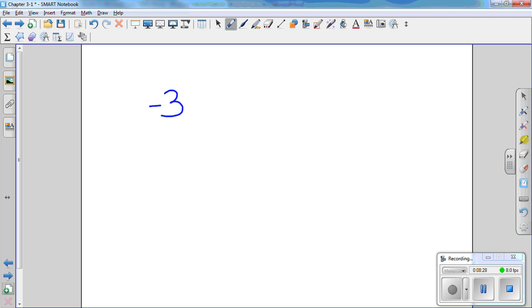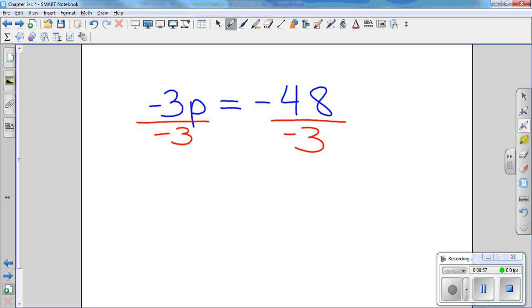Negative 3 times p equals negative 48. Now, what kind of problem is that if there's no sign in there? Multiplication. What's the opposite of multiplication? Division. So what do I have to do to both sides? Divide by negative 3. And this is how I show division. A line. Divide by negative 3. What's negative 3 divided by negative 3? Not 0. 1. So I'm left with 1 times p.